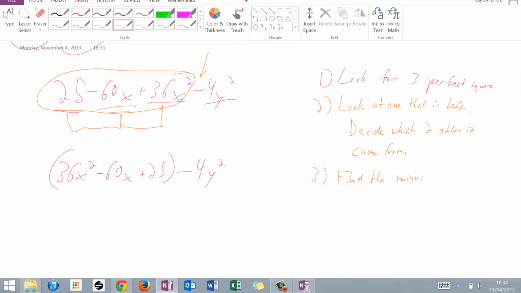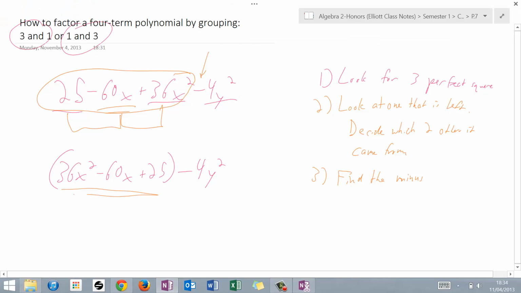So, how does that help? Well, I'm going to factor this now as a perfect square trinomial, because the 36x squared can become a 6x, 25 becomes a 5, 6 times 5 is 30, times 2 is 60, that's going to be a minus, and that is 6x minus 5 squared. If you don't get that, look before at the lesson on perfect square trinomials.